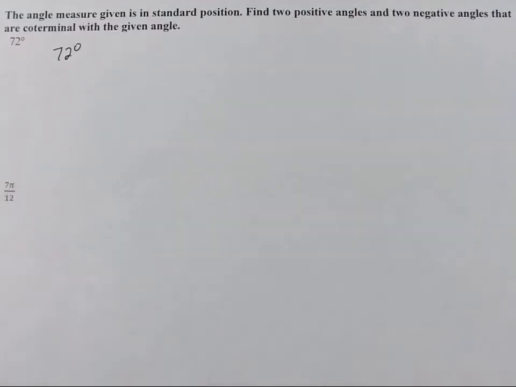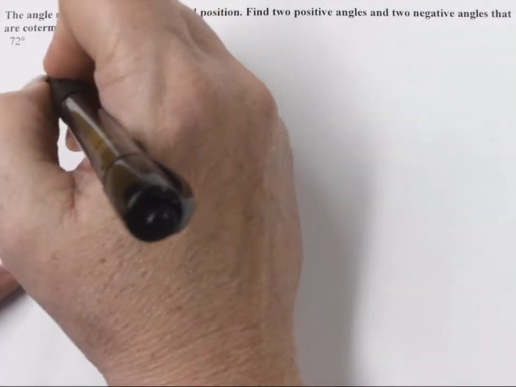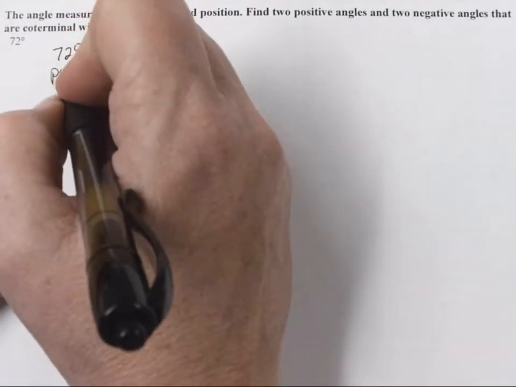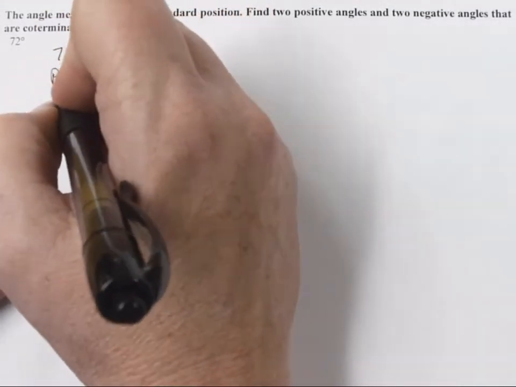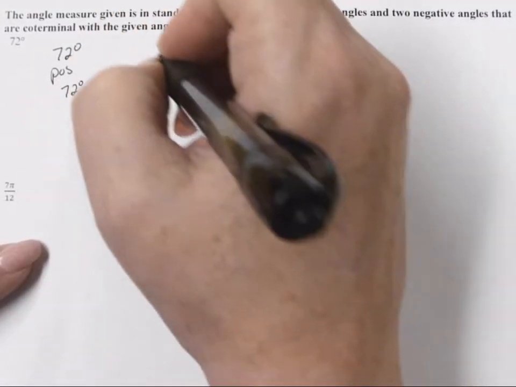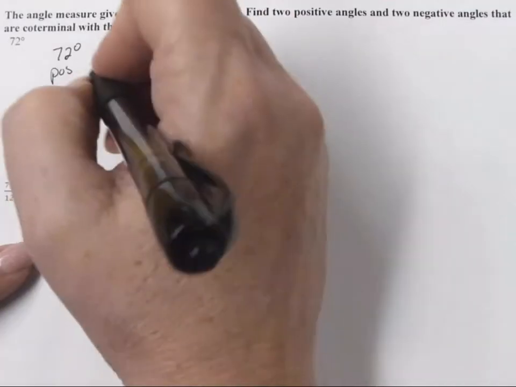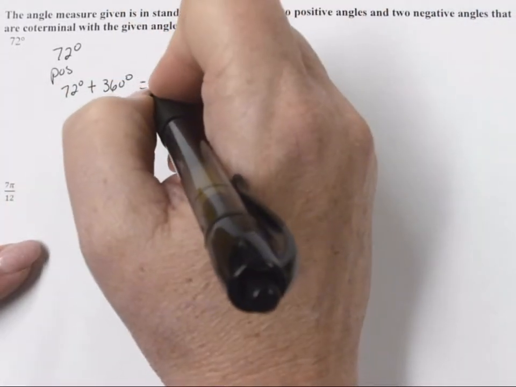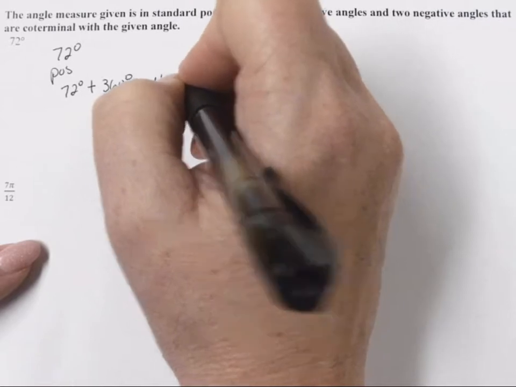So if we're looking at coterminal, remember that means it terminates at the same place on our circle. So if we're looking for two positive angles, we're going to add. We've got 72 degrees, and we're going to add going around our circle the whole time extra, which is 360 degrees, which will get us a value of 432 degrees.